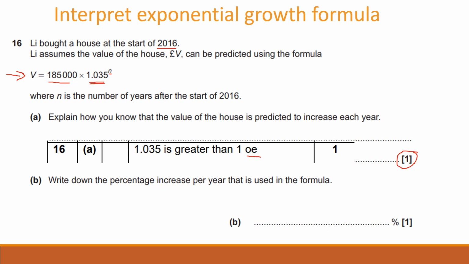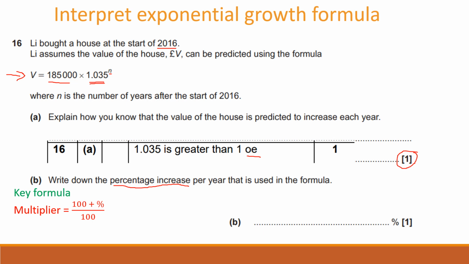Now, as I said, in part B, we're going to look at finding this multiplier, because we've got to write down the percentage increase. So they want to be more specific now. What is this percentage increase per year that is used in the formula? Okay, and again, this is coming from the multiplier. And this is a key formula, so make sure you've written it down and highlight it. So the multiplier is 100 plus your percentage divided by 100, and that's what it is if it's a percentage increase. If it's a decrease, you would do 100 take away the percentage divided by 100.